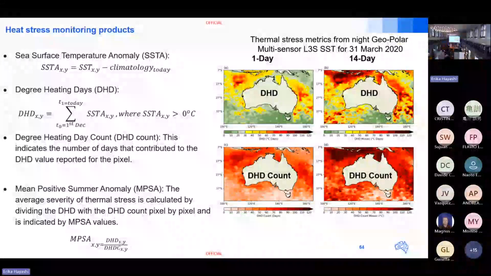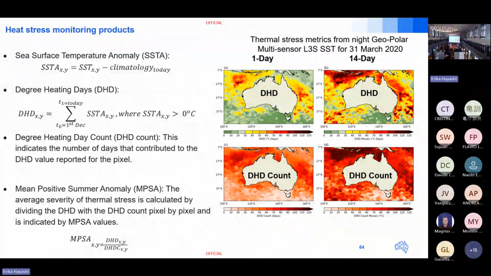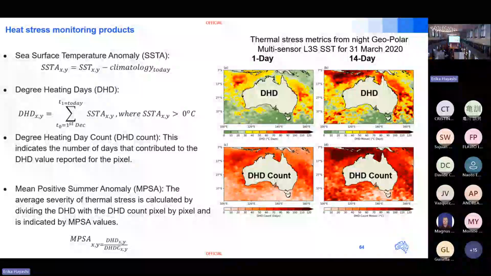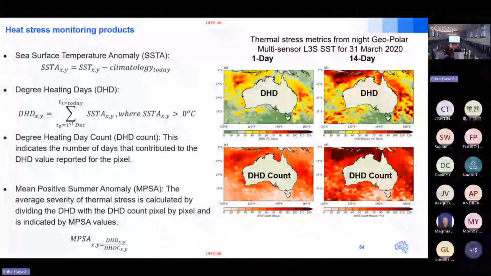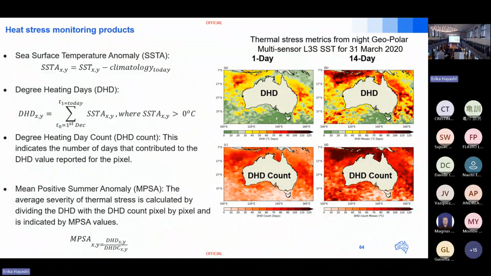Degree heating day count is the number of days that contributed to the calculation of degree heating days. And then mean positive summer anomaly is sort of normalization, because we are looking at the 1 day and 14 day things. So it's basically degree heating day divided by degree heating day count.